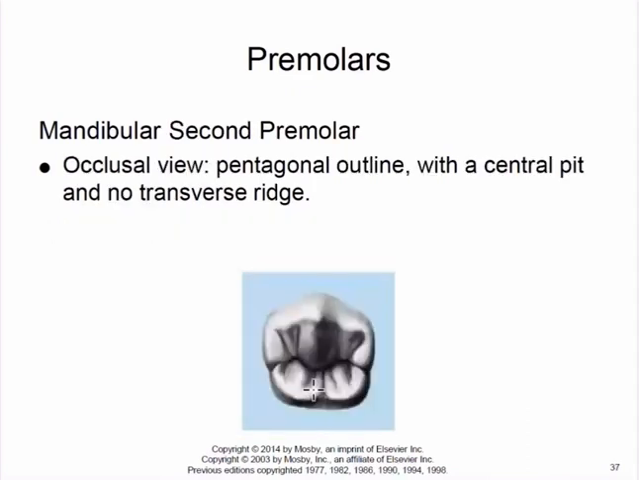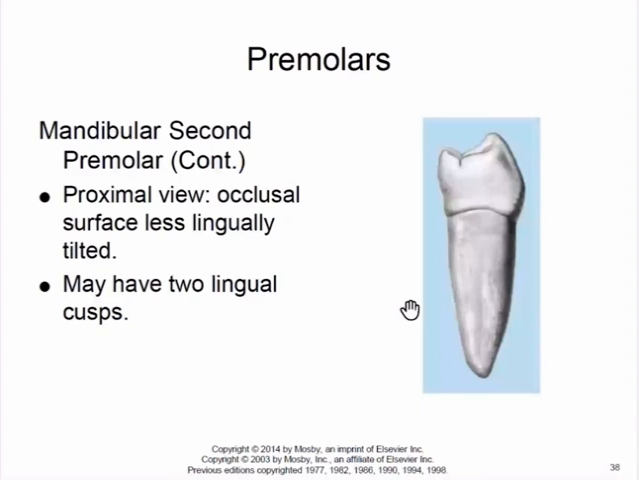For the second, this is the first. The second premolar, you know that it is more pentagonal in shape. We don't have a transverse ridge. We mostly have a central pit, and sometimes you see the 2 cusp type or 3 cusp type in this premolar. Now, what you see from proximally is a little tilting lingually, while we have lingually 2 cusps, 1 root, of course.